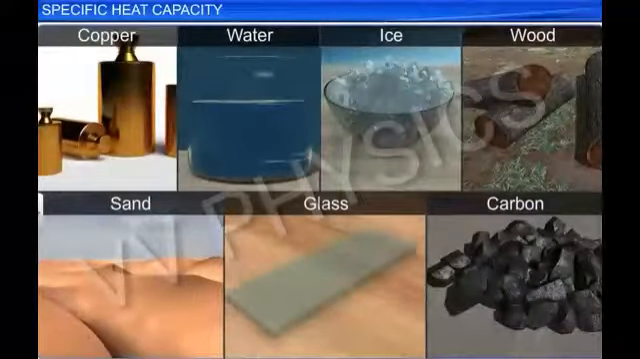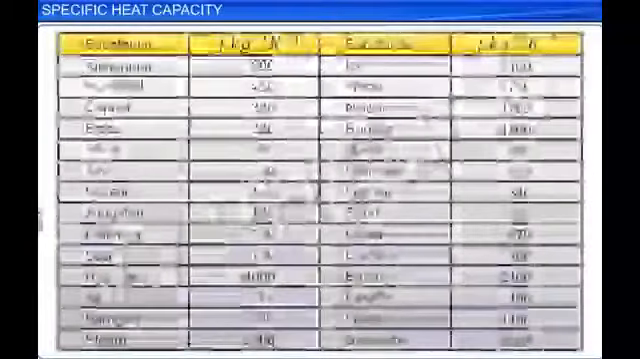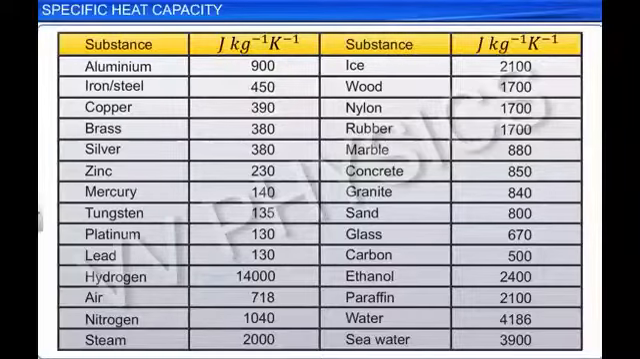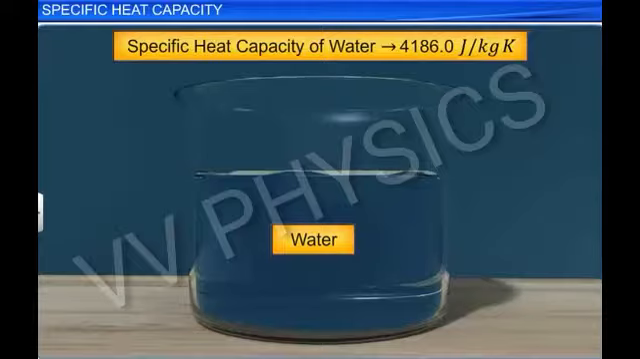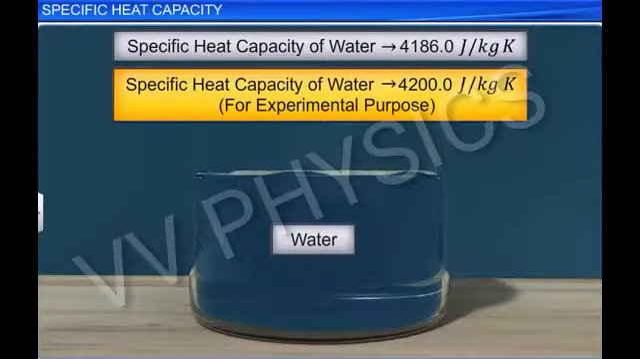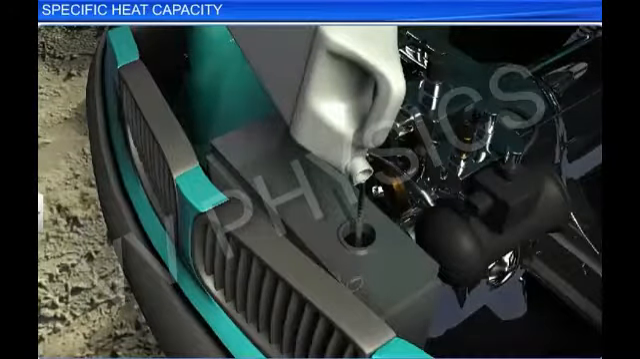Specific heat capacity depends on the nature of the substance. Different materials have different specific heat capacity values as shown in the table. The specific heat capacity of water is 4,186 joules per kilogram Kelvin. For practical purposes, we can take the value to be 4,200 joules per kilogram Kelvin. Water is used as a coolant in automobile radiators because of its very high specific heat capacity.